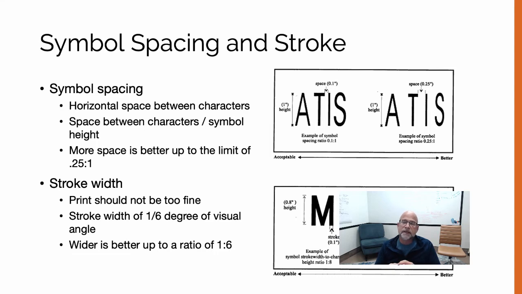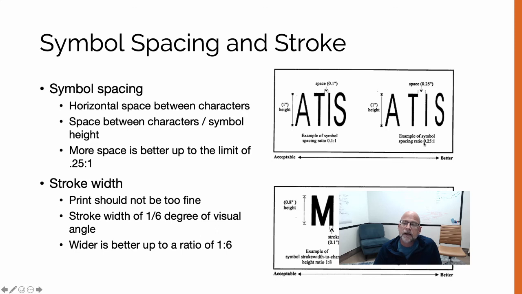So here's another example. This refers to symbol spacing, that is, the distance from one symbol to the next. Here we're looking at a spacing ratio of 0.1 to 1. That is, the distance from here to here is about 1/10 the size of the distance from here to here, the height divided by the space in between them. So that's 0.1 to 1.